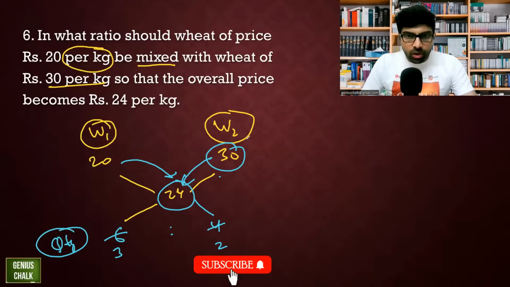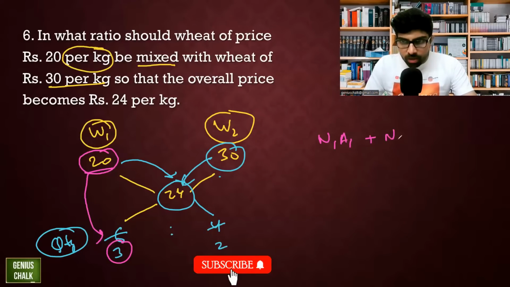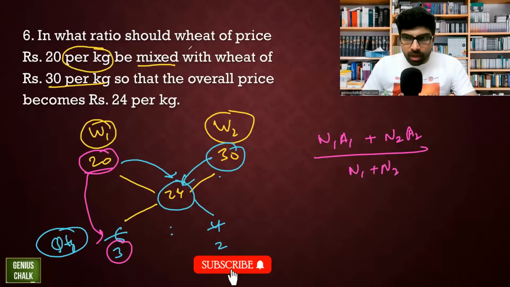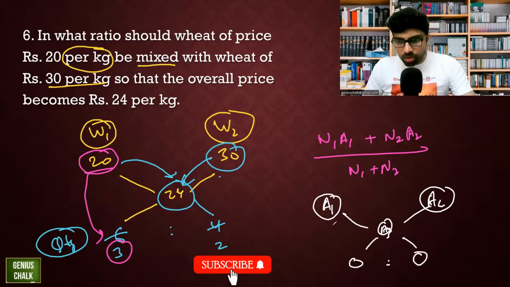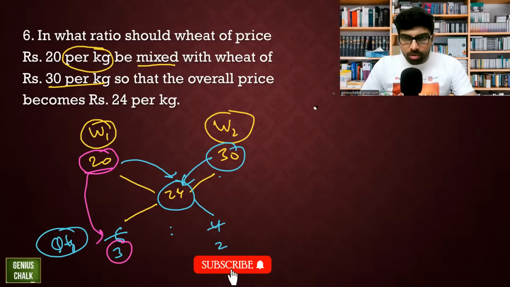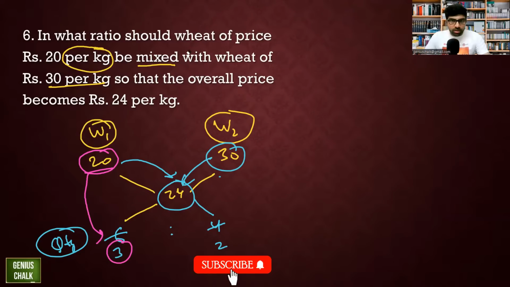Now I'll tell what is actually happening. The thing which is happening is combined average. In combined average, this is the first quantity, 20, and I multiply by this: N1 A1. If you remember, N1 A1 plus N2 A2 by N1 plus N2. This is the combined average. If there is average A1 for the first class and average A2 for the second class, this is my combined average, and this is the ratio in which the students are sitting. Suppose there are two classes.